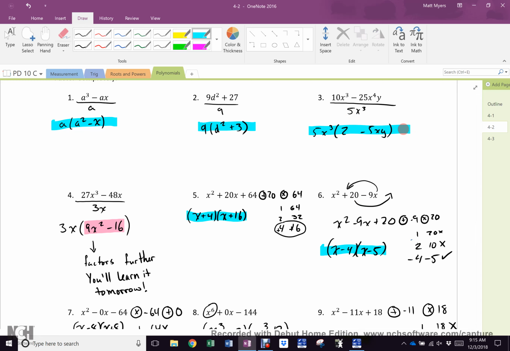Okay. Everyone is good on 1 to 6? How many people sat around on number 6 going, oh, there's no factors of 9 that add to 20? Exactly. You don't like how it looks, so you switch it around.